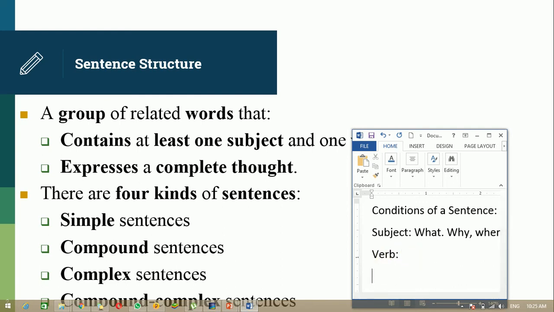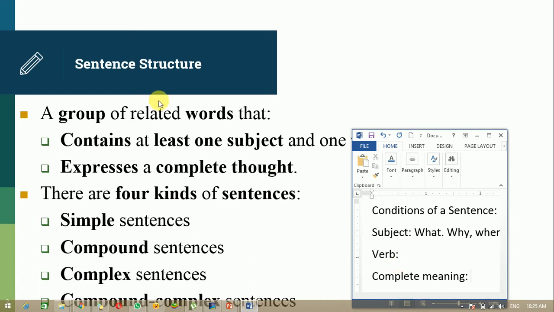Now, the next one is complete meaning, or complete thought. A group of words with complete meaning, or complete sense, can be called a sentence. Suppose there is a group of words which has a subject and a verb but doesn't have complete meaning; we cannot call it a sentence. Remember, dear students, any sentence should have these three conditions. If one of the conditions is missing, we cannot call it a sentence.